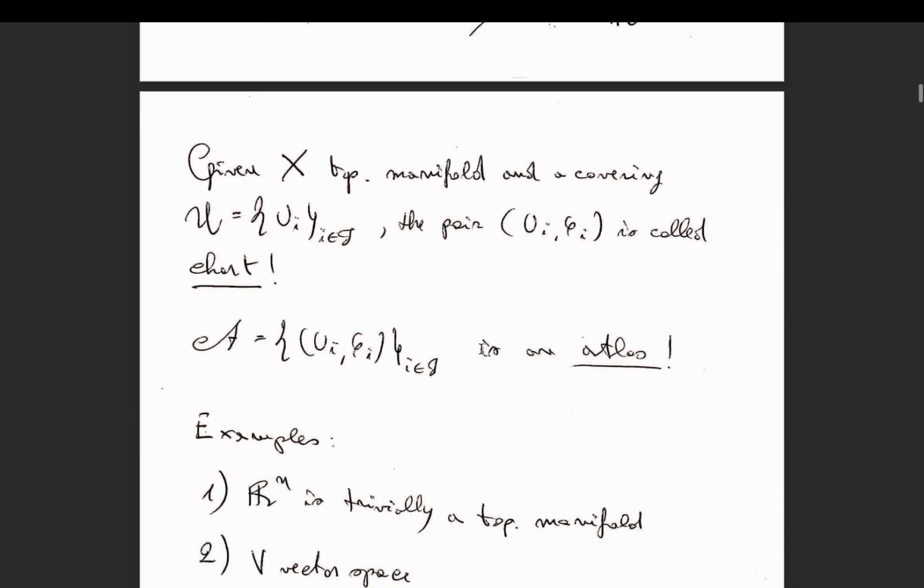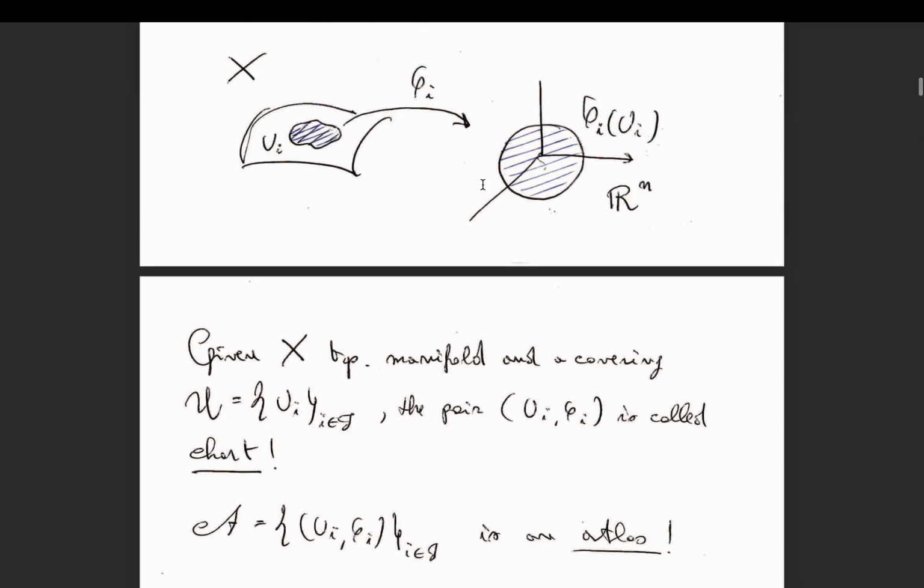Now, given a covering and a set of homeomorphisms, the couple (U_i, phi_i) is called a chart. And the set of all charts, with i running over the elements of the covering, is called an atlas.